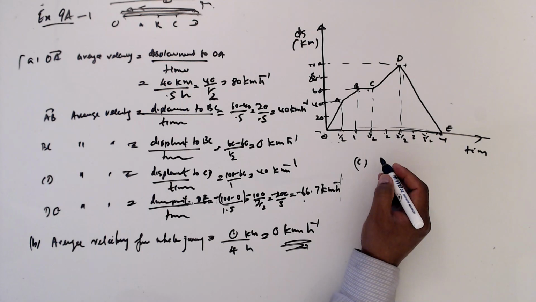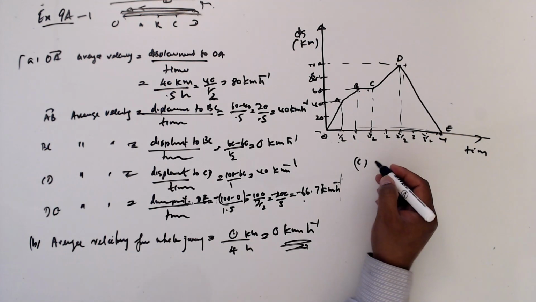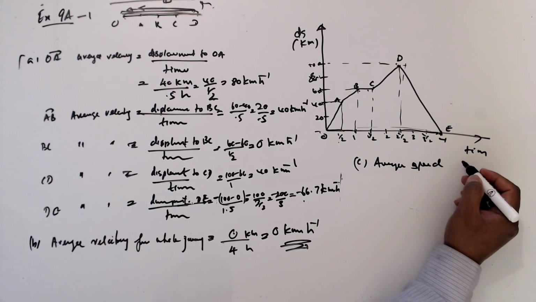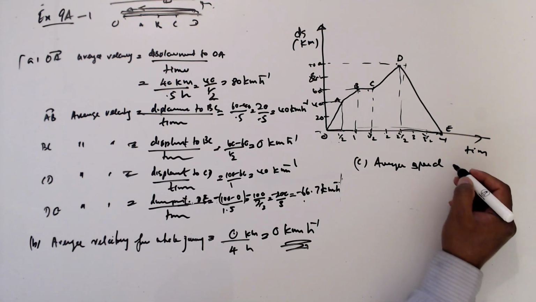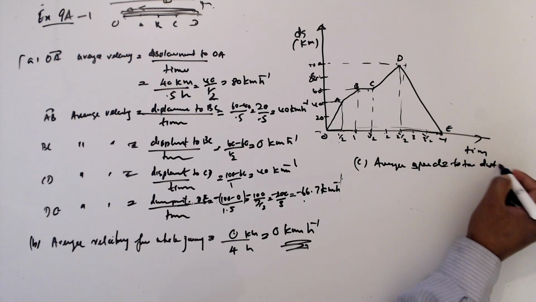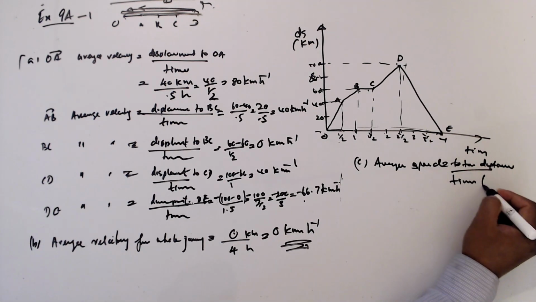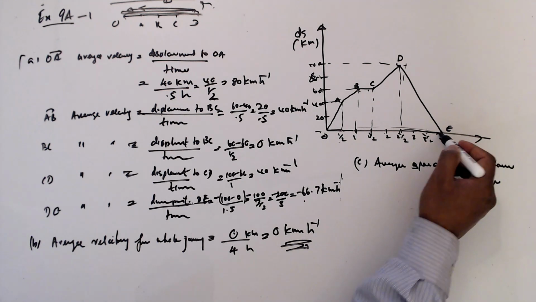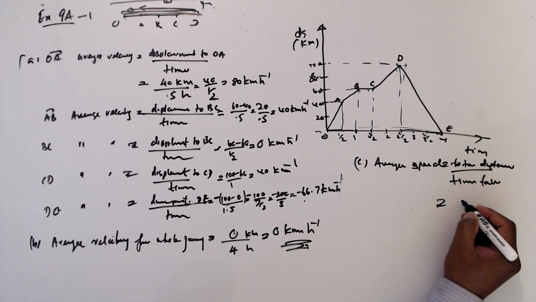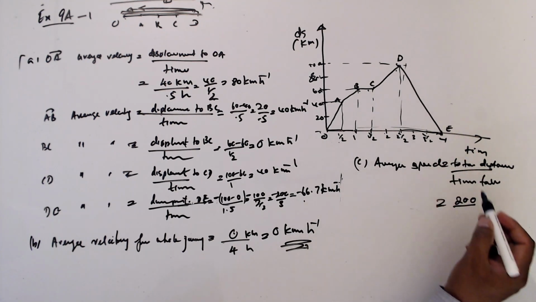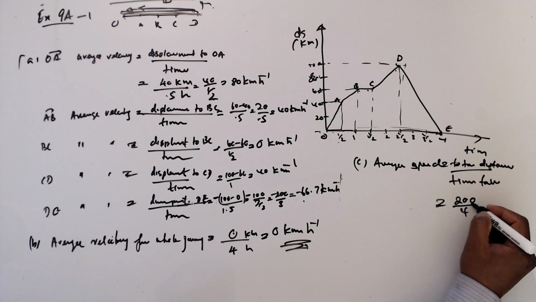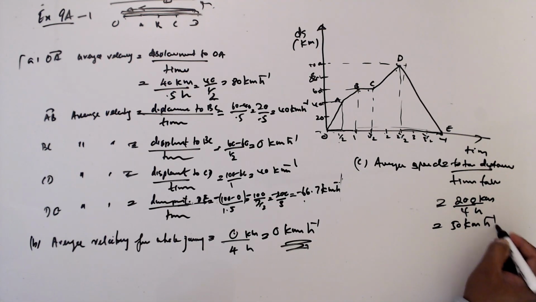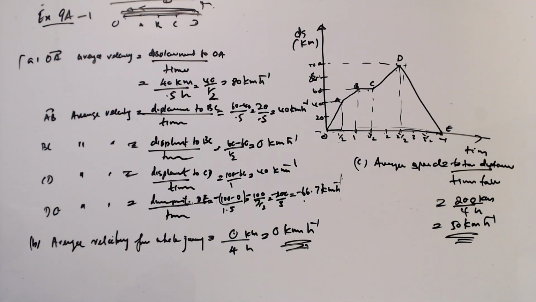Part C, work out the average speed for the whole journey. So average speed is the total distance divided by time taken. From here to here is 100, and it comes back 100, so it is going to be 200 divided by the total time taken, 4 hours. So this is going to be 50 kilometers per hour. So this is the average speed.